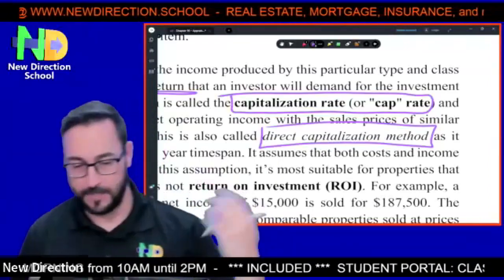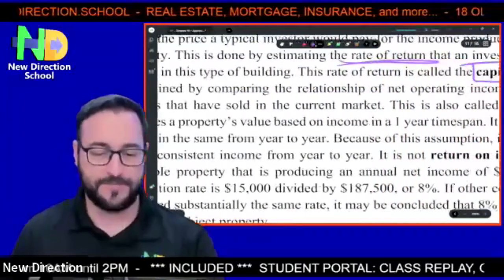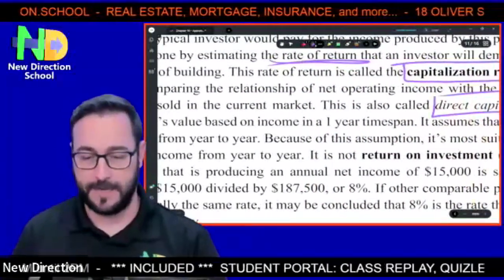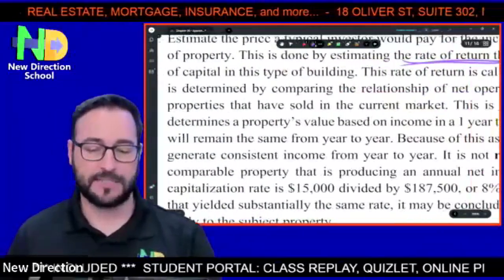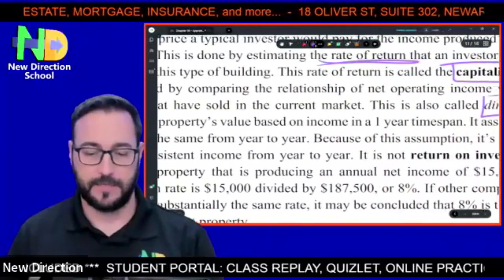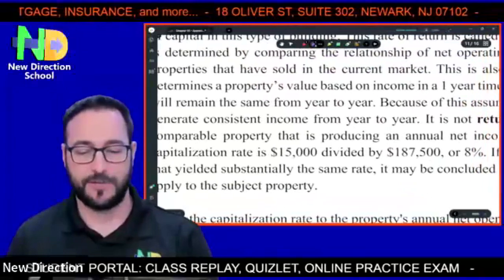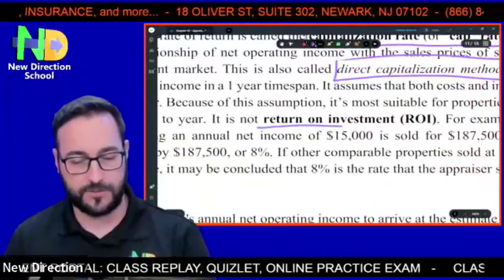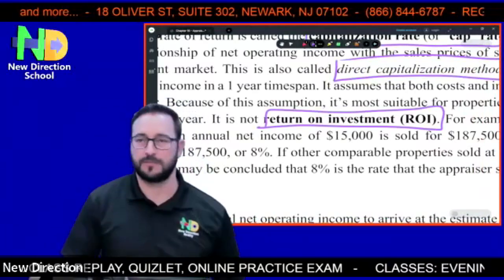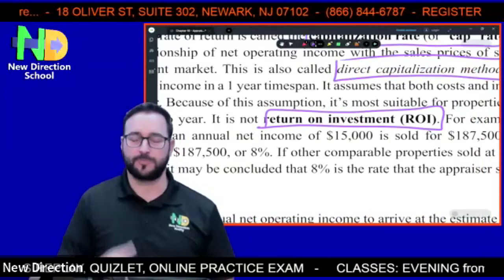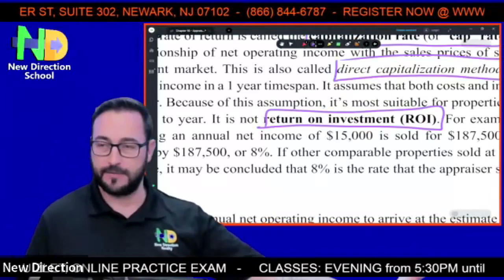Okay. I'm going to show you that too, but direct capitalization method determines the property's value based on income in a 1 year span. It assumes that both costs and income will remain the same from year to year. Because of this assumption, it is most suitable for properties that generate consistent income from year to year. It is not a return on investment or ROI. Because return on investment has to do with yield. How much is it yielding a property? That's actual profit. This is not profit. This is getting the money back. How fast am I paying this property?